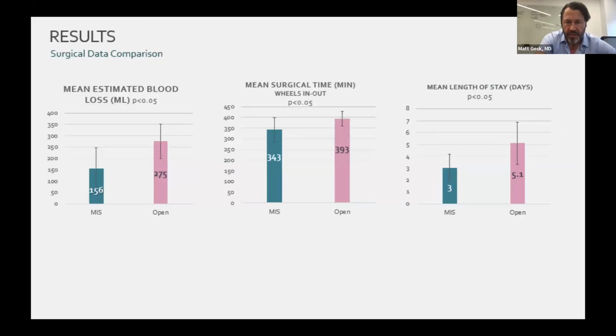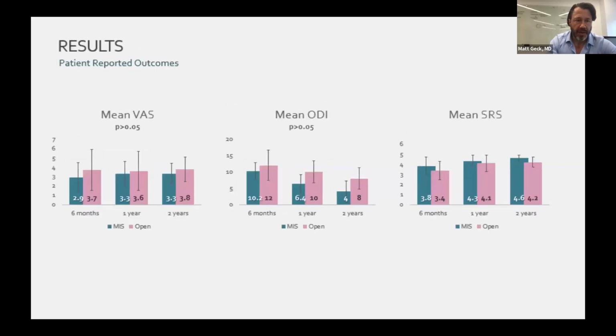And this is a graphical representation of blood loss and length of stay. For mean surgical time, the open should be 314, not 393. So the minimally invasive was taking longer. And this is the graphical representation, and you see at every single time point, whether it's post-op or at 2 years, the scores are a little better. It just doesn't reach statistical significance at most of the time points.